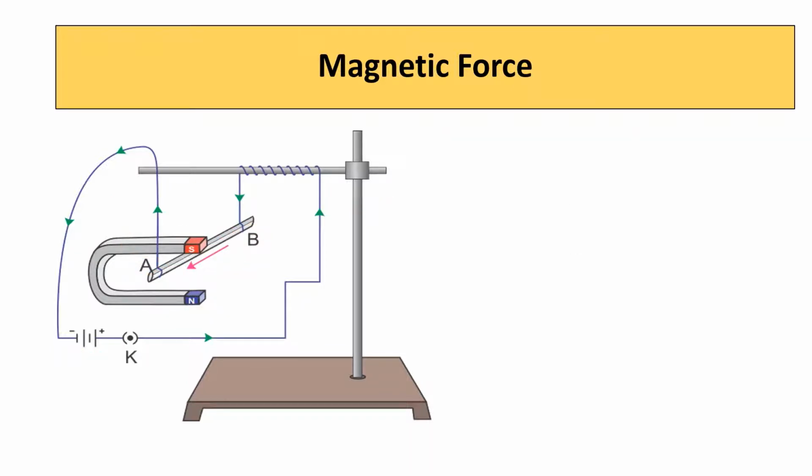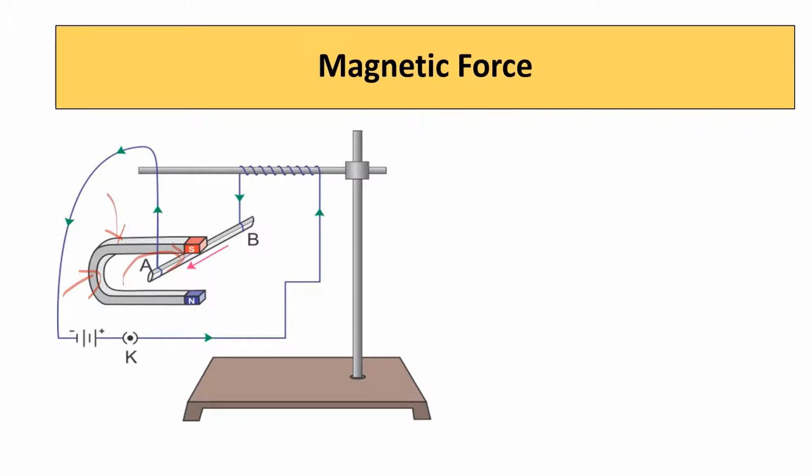We have already learned in part 2 that a current carrying conductor produces a magnetic field around it. This magnetic field will exert a force on this horseshoe magnet because the horseshoe magnet is placed in the vicinity of this current carrying conductor. But we know this horseshoe magnet is a magnet. Therefore, the magnetic field of this horseshoe magnet will also exert an equal and opposite force on this conductor.